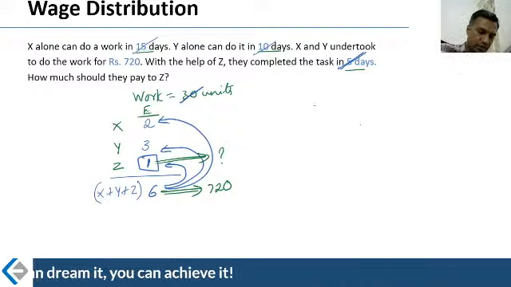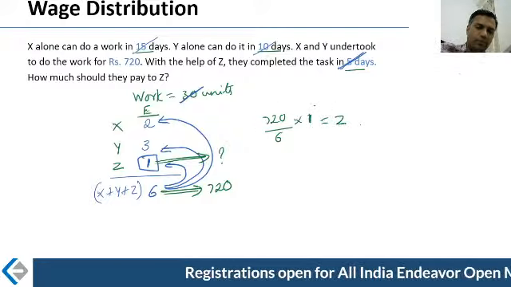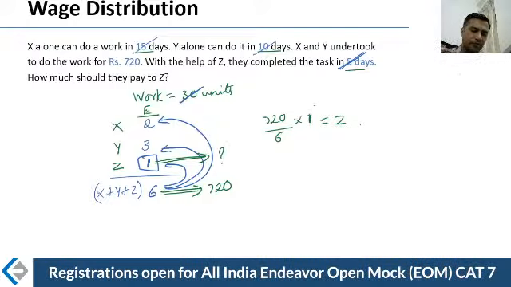That's the question here, isn't it? Therefore, 6 corresponds to 720. Therefore, 1 corresponds to what? Because that is what Z needs to be paid. So therefore, you would say 120. Z has to be paid 120 rupees.